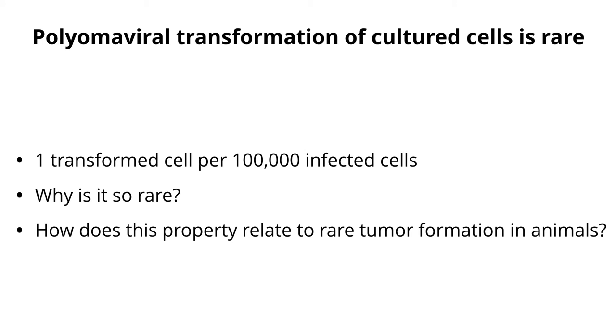When you transform cultured cells with polyomaviruses, the transformants are rare. It's about one transformed cell per 100,000 infected cells. Why? And why is it so rare? And what does this have to do with tumor formation in animals? So that's something that we're going to explore now.